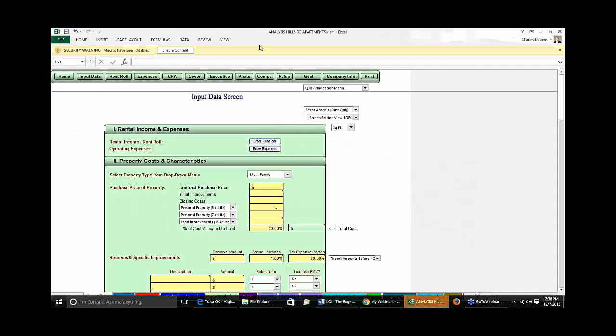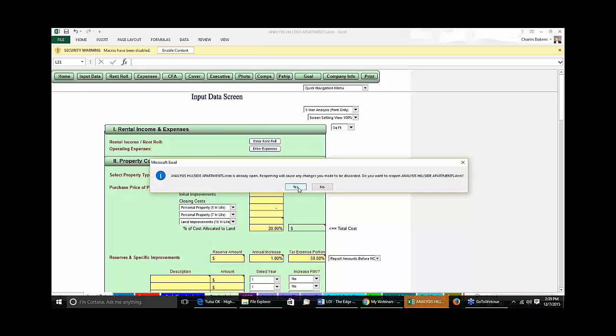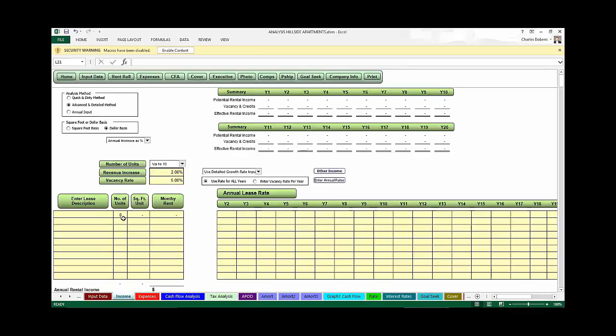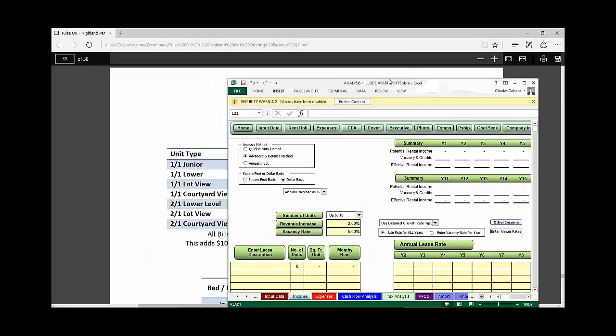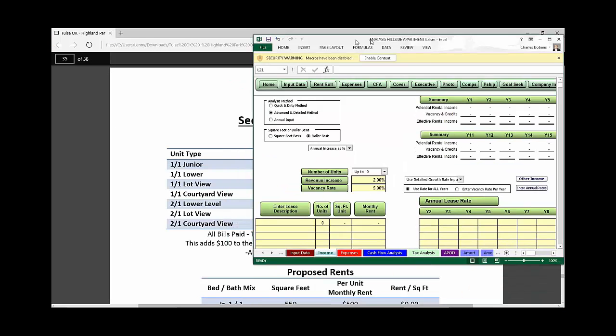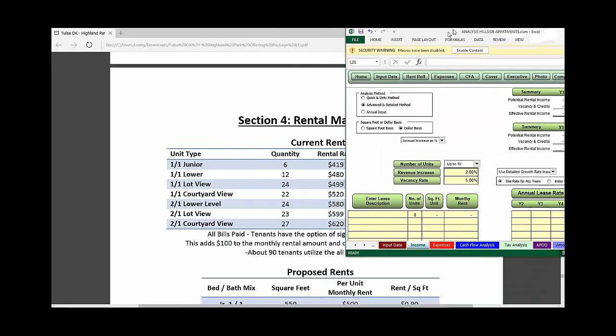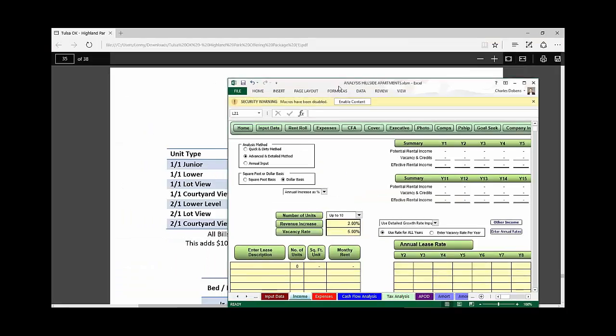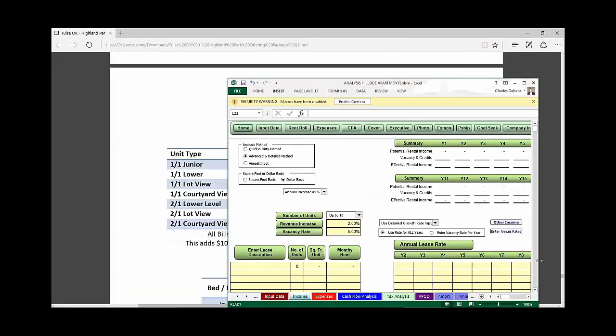How would I do? I just actually clear this out. Let me jump over here to the input data screen. All right, so what I'm going to do here, I've got to minimize this a little bit so I can have it. I'm right there. So, oh, bummer. Okay.